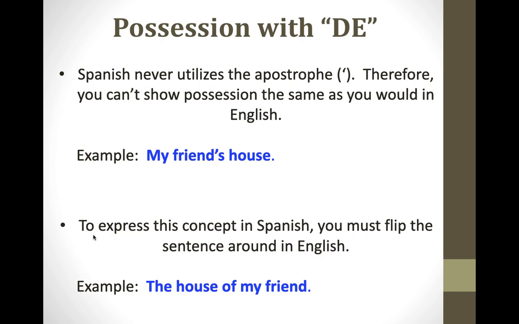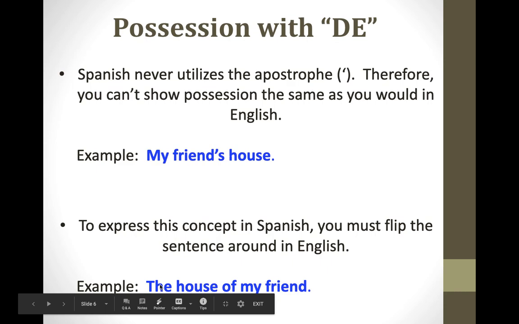So let's look down here at the bottom. To express this concept in Spanish, you must flip the sentence around. All right, so instead of my friend's house, you flip it around and you would say the house of my friend. See, here's the example. The house of my friend. So notice you flipped it. You put the house in front and then friend at the end, okay?